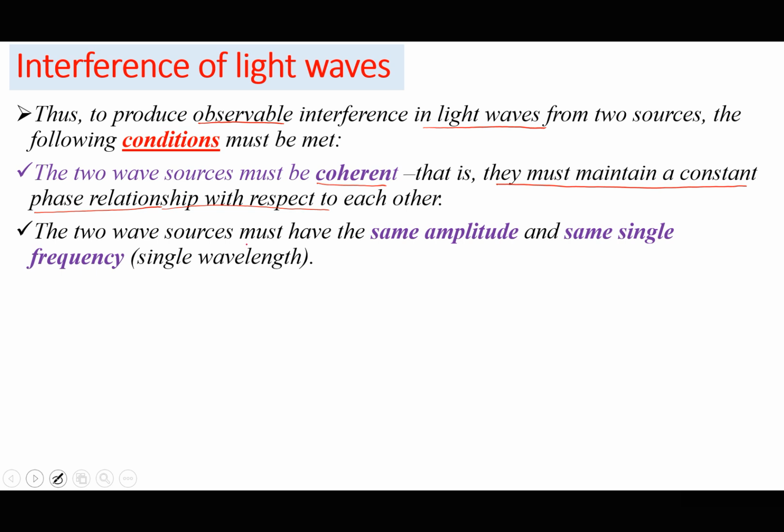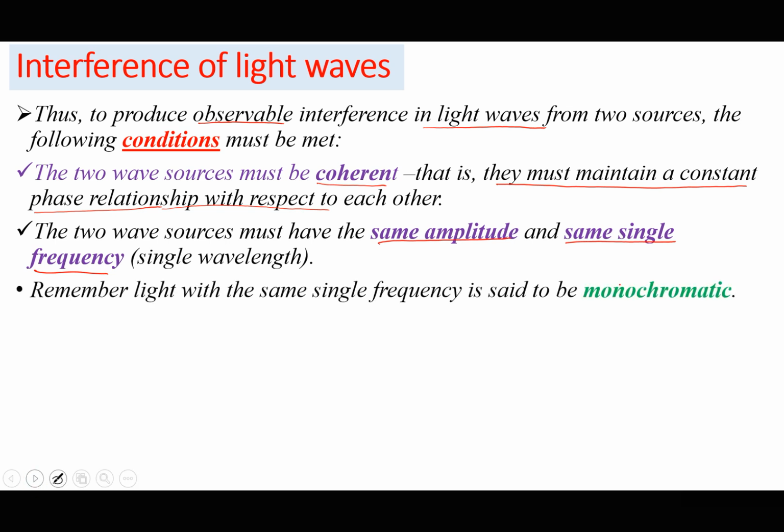So the two waves must have the same amplitude, and by the way, they should have the same single frequency. Because if it is white light, then we may not see alternating regions of bright and dark. So they should have a single frequency. Remember, light of a single frequency or a single wavelength is said to be monochromatic.